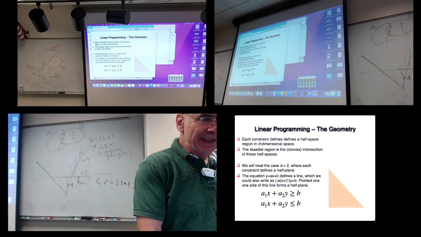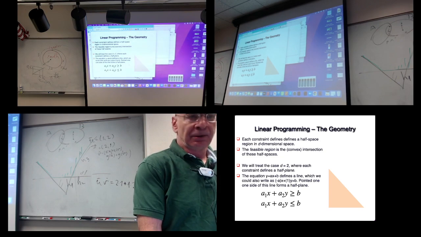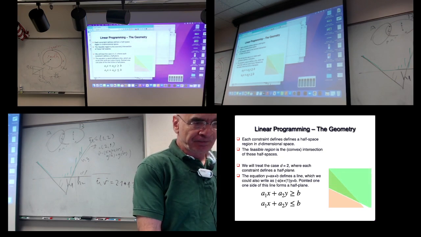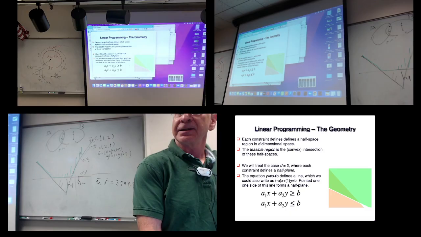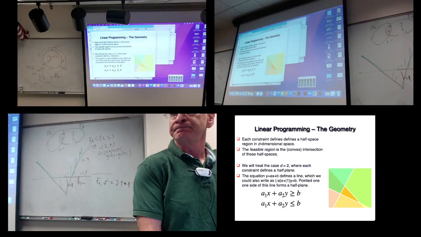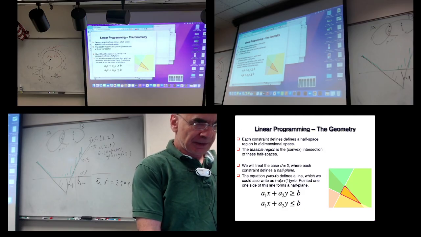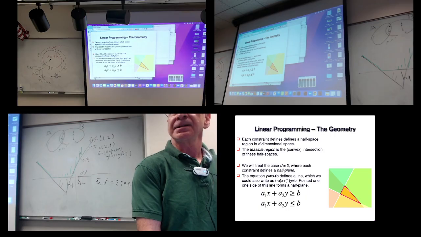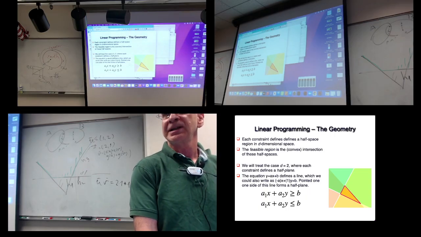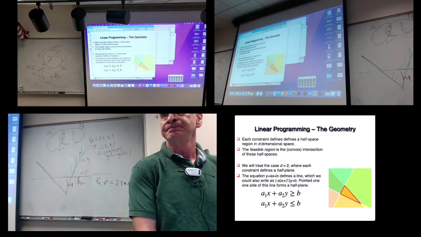How does a feasible region look like? One half plane, another half plane with their intersection, another half plane with their intersection. Now the intersection is a triangle. There are points that are in the intersection. Why intersection? Because you need to satisfy each one of the constraints.